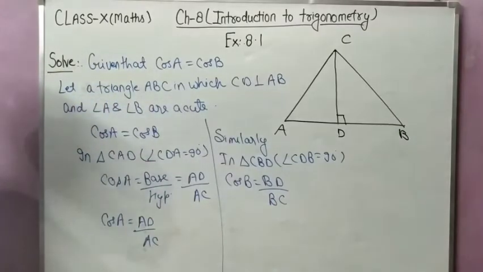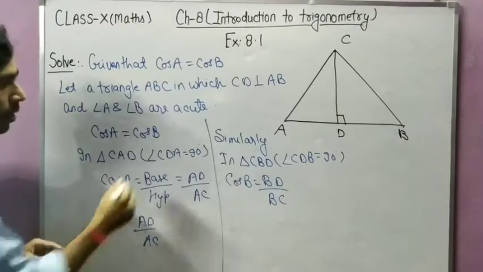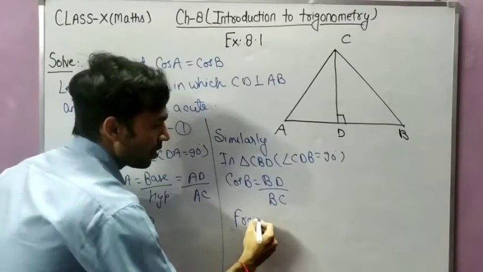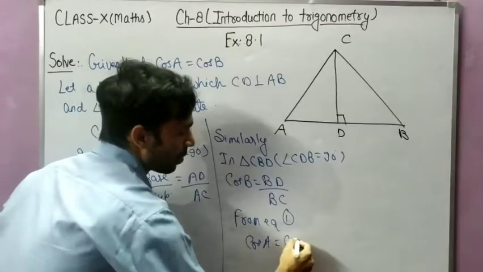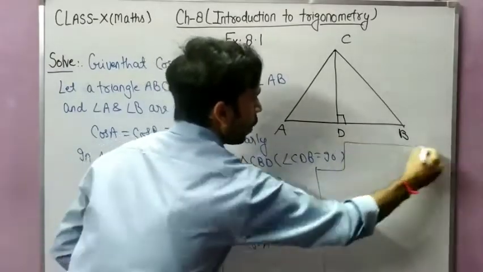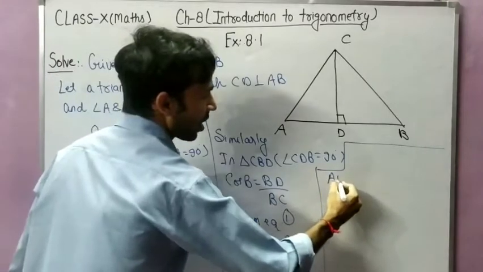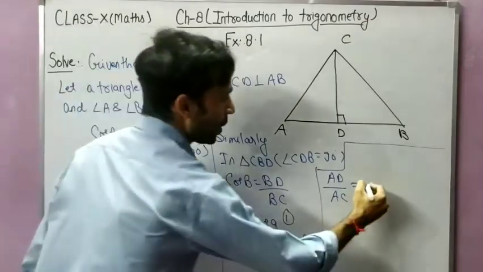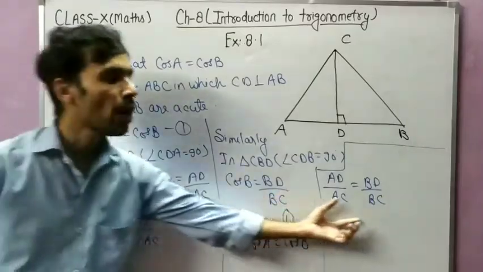Okay, this is given. This we have calculated. Now, suppose this is equation number 1. So from equation number 1, student, cos A equal to cos B is given. So what we will do? We will put the values of cos A and cos B. So cos A is AD upon AC and cos B is BD upon BC. Okay? Means the ratio of these two are equal to each other.